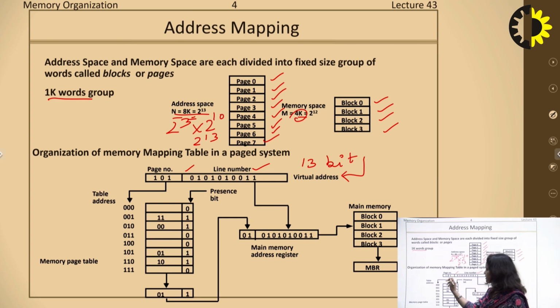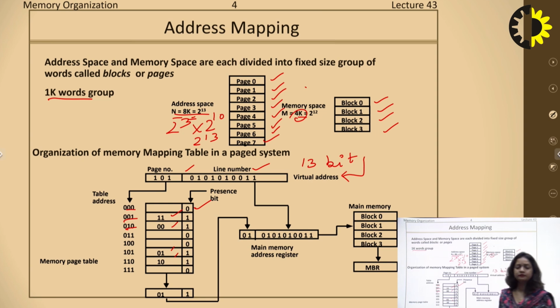Okay, so 101. Here we have different addresses of the pages: 000, 001, 010, in a sequence from 0 to 7, the binary codes of all these. And here we have some values stored in these particular addresses, like 110, 001 and 100. These are actually the page numbers: page 11, page 0, page 7, page 1 and page number 2. Okay, and these are the corresponding presence bits.